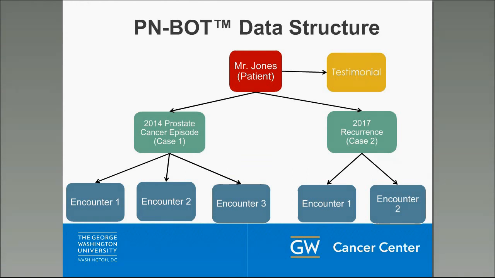Jones. We start with creating a patient record for him. If any of his information changes, that's fine. We can just update the record, but he only ever has one patient record. In 2014, he has an episode of prostate cancer and needs navigation services.